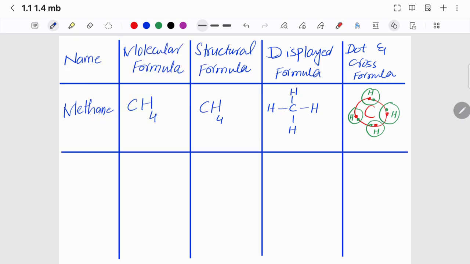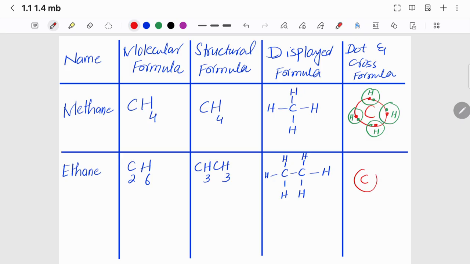So now let's move towards the next one. Ethane. Ethane, you know, has 2 carbon atoms. So CnH₂n+₂ makes C2H6. Now I have to draw these 2 carbons separately like this. This is the structural formula. And for displayed formula, I have to show all the atoms and all the bonds like this. I hope I'm clear.